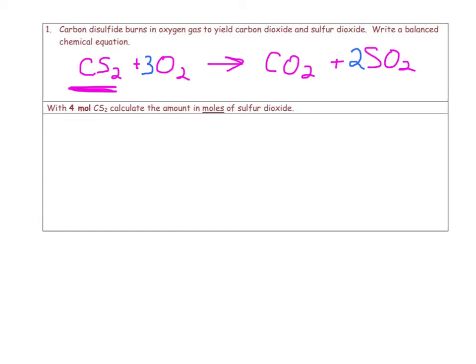Perfect. Alarm bells in the middle of this. Okay. But as I was saying, we're going to compare it to our number of moles of sulfur dioxide.